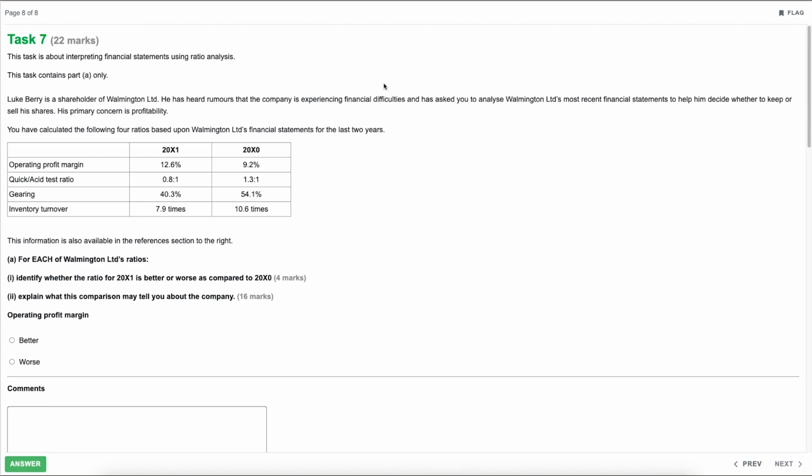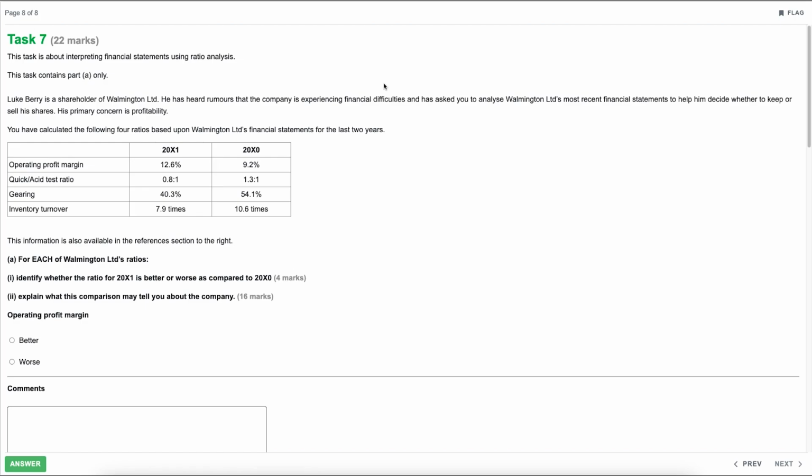Luke Berry is a shareholder of Walmington Limited. He has heard rumours that the company is experiencing financial difficulties and has asked you to analyse Walmington Limited's most recent financial statements to help him decide whether to keep or sell his shares. His primary concern is profitability. You have calculated the following 4 ratios based upon Walmington Limited's financial statements for the last 2 years.